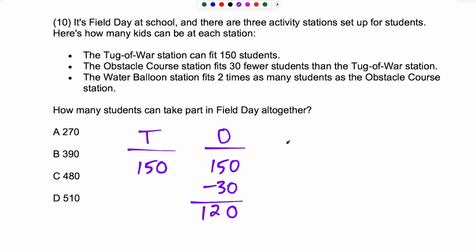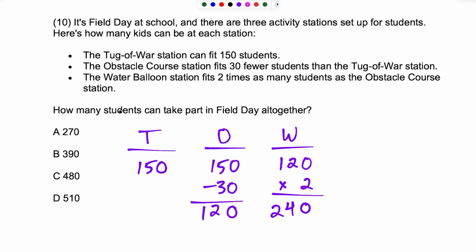And then finally, the water balloon station, they tell us that this fits 2 times as many students as the obstacle course station. So there's 120 people that could fit at the obstacle course station. So we just have to multiply that by 2 because we're hearing 2 times as many. Okay, so times 2. And now we just multiply this out. We have 2 times 0 is 0, 2 times 2 is 4, and 2 times 1 is 2. So this tells us 240 people could fit at the water balloon station.